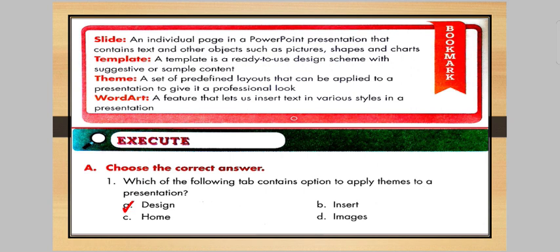Next are the exercise question answers from this chapter. First is choose the correct answer. Number one: which of the following tabs contains the option to apply themes to a presentation? The design tab is the correct answer, so option A is correct.